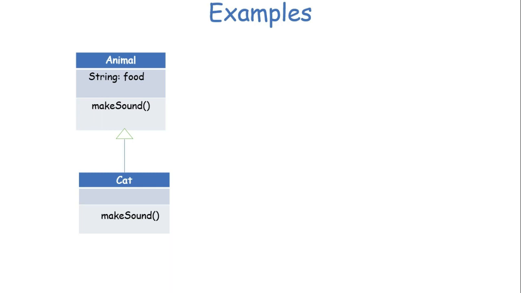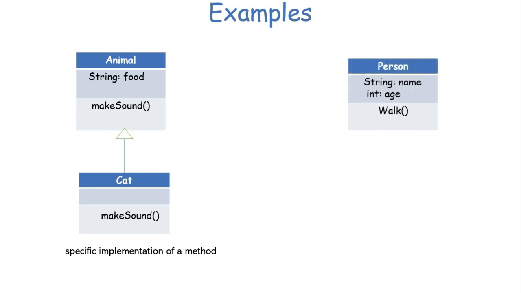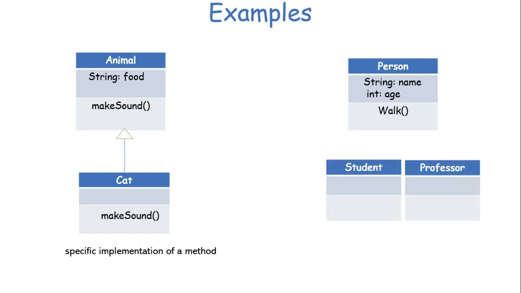By doing this, the cat can have a specific implementation of the method make sounds. Let's see another example. Here we have a person class. This person class has two variables, name and age, and has one method named walk. If other classes, say for example the student class and the professor class, want to override the method belonging to the person, then these two classes, the student class and the professor class, must have the same method as in the parent.